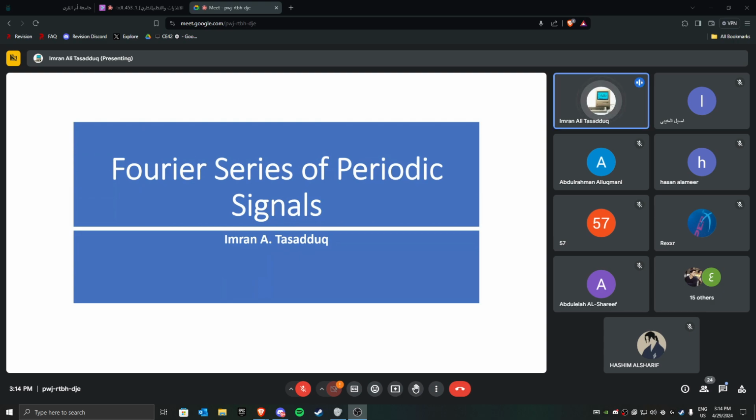All right, so we're going to start a new chapter, which is Fourier series of periodic signals. You know what is a periodic signal, right? A signal that repeats itself after a specific interval of time is a periodic signal. In Fourier series, you must have done it in your math courses, but here we'll talk about Fourier series more in terms of signals and how we apply it over the signals.